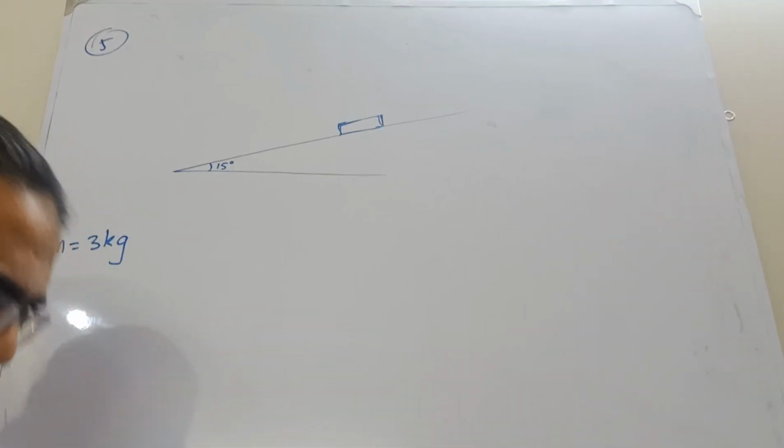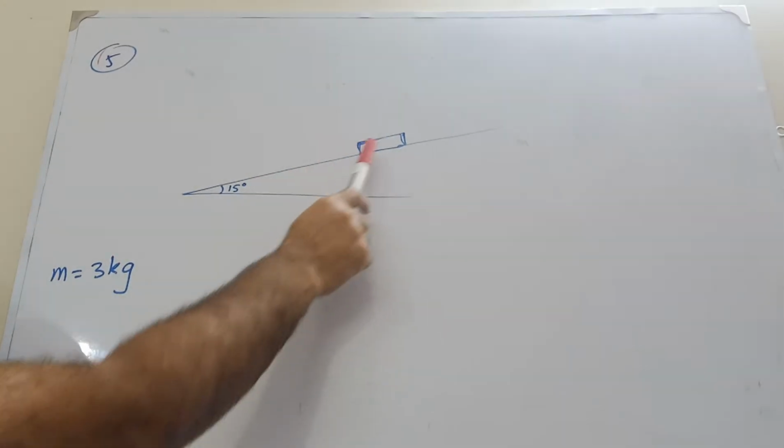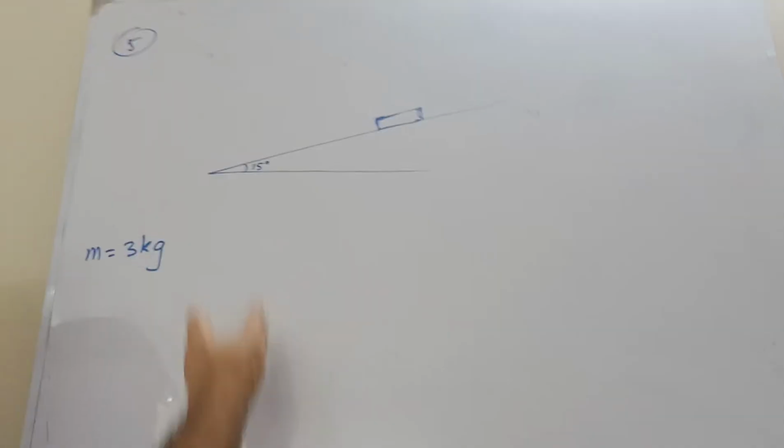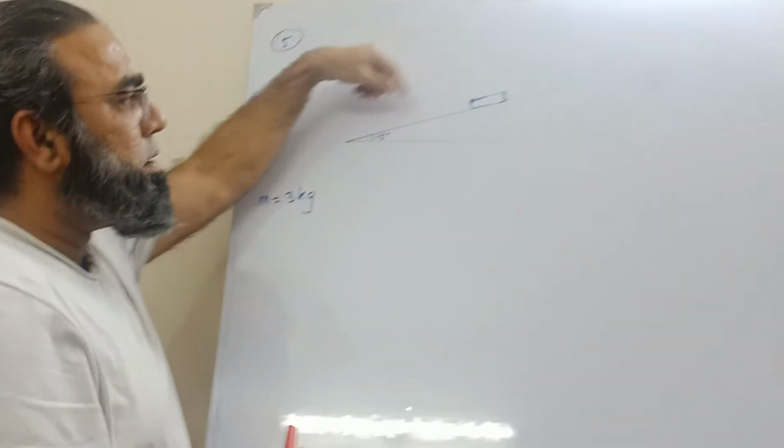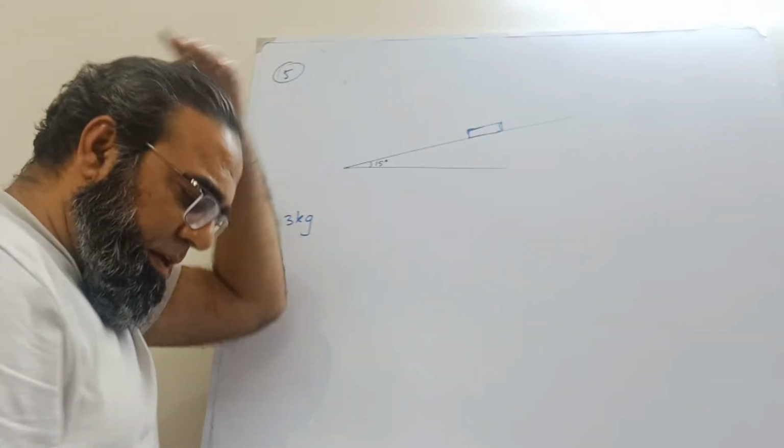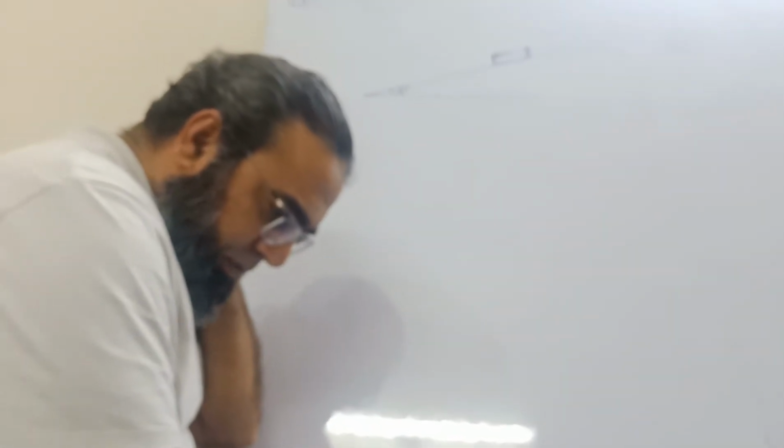Fifth question. A book of mass 3 kg is prevented from sliding down a slope at 15 degrees. So basically the book is resting on an inclined plane, which is inclined at an angle of 15 degrees. Find the force of friction and normal contact force.